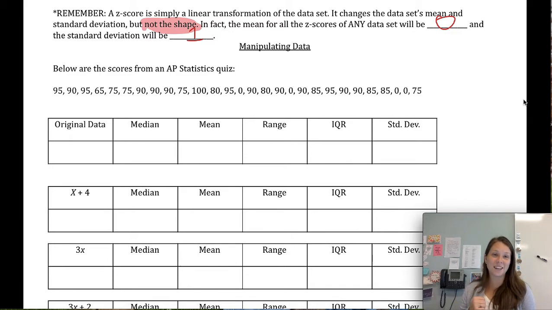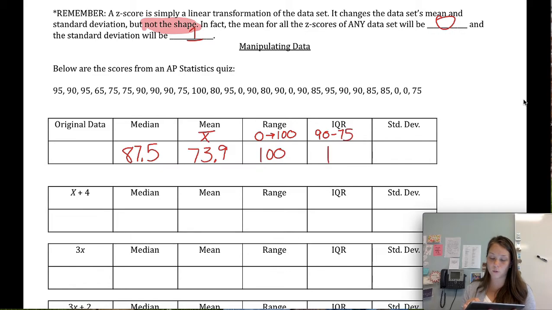So you should have paused the video and you should have gotten a median of 87.5 to represent the middle if we were to arrange these numbers from smallest to largest. The mean, or x bar, is 73.9. The range is 0 to 100, so if you subtract those, the range is 100. Interquartile range, doing Q3 minus Q1, is 90 minus 75, and we get 15. And standard deviation, s of x, is 31.7. Remember, using the one-variable stats feature on a calculator will make this process very efficient for you.